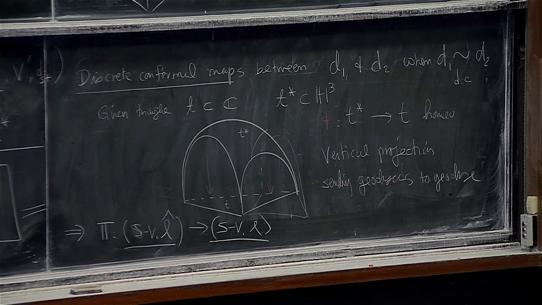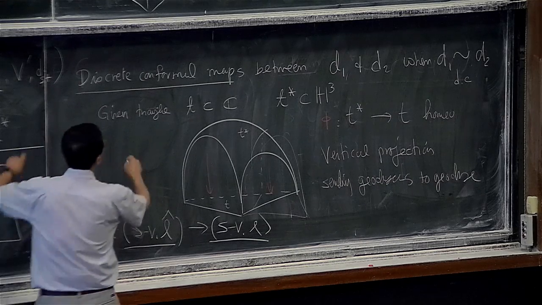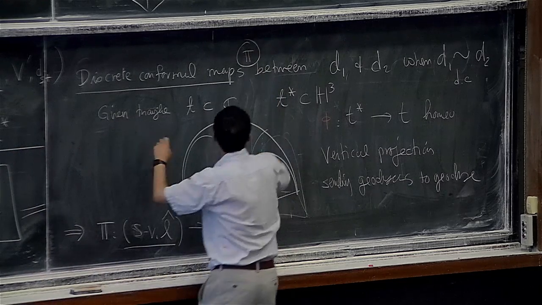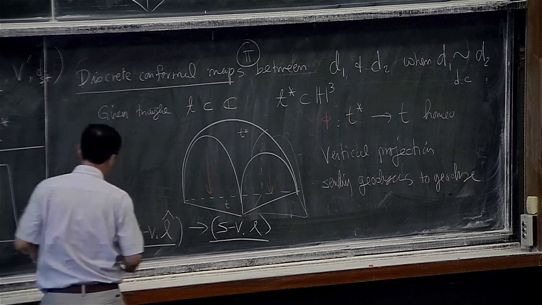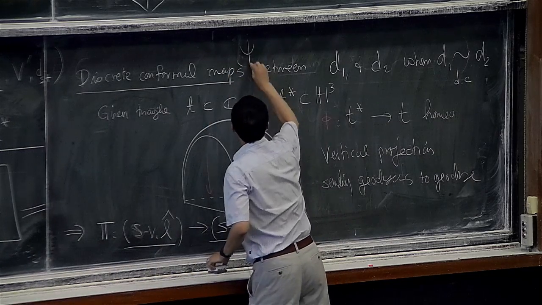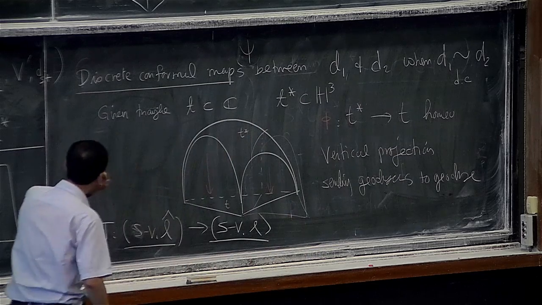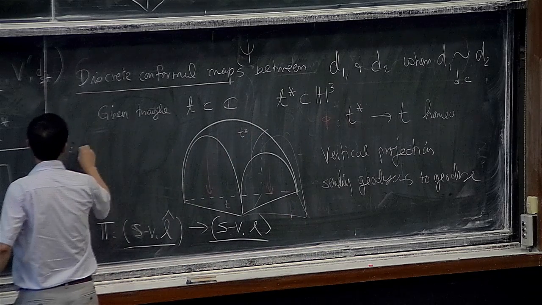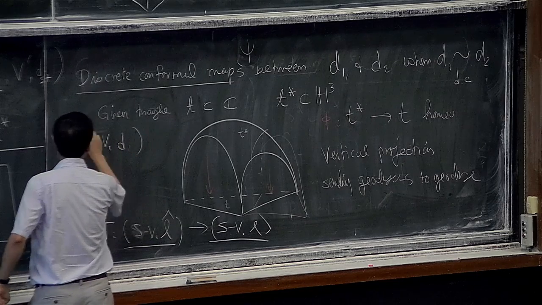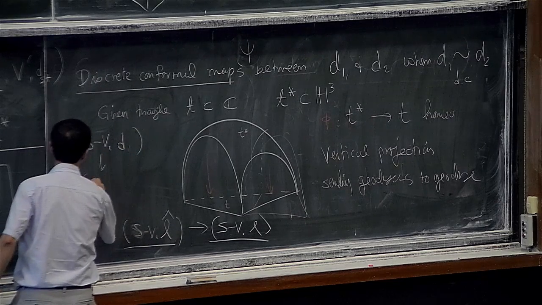So by this theorem, we can now just glue these two together. So this discrete conformal map, so let's call this pi, is now the map goes as far. I have too many pi's. Maybe I'm going to call it psi. It's just to go like this, psi from S minus V, D1. You go to the hyperbolic pieces.